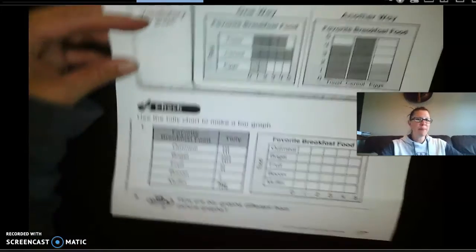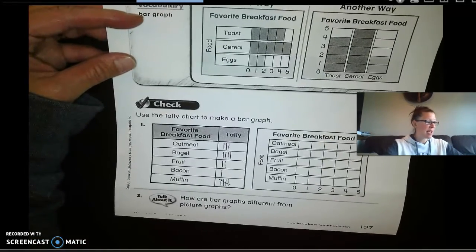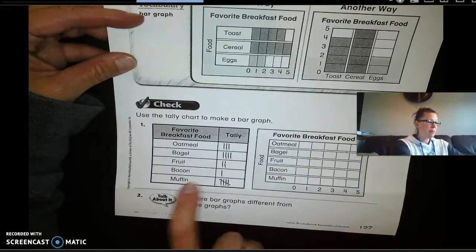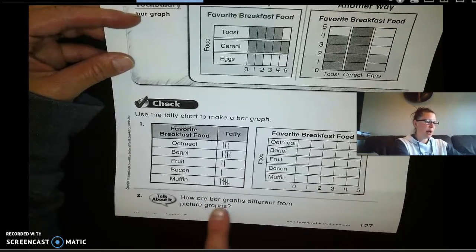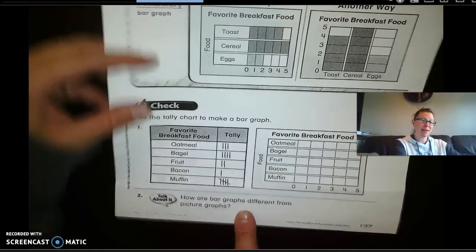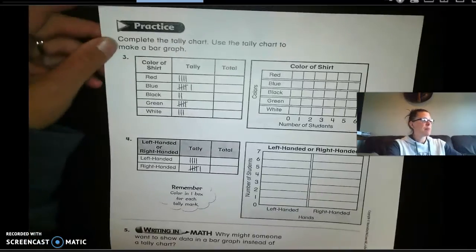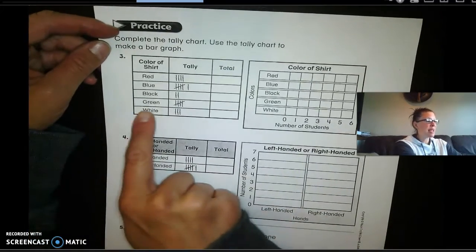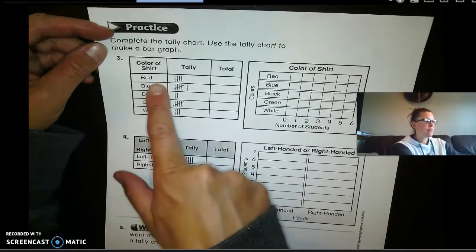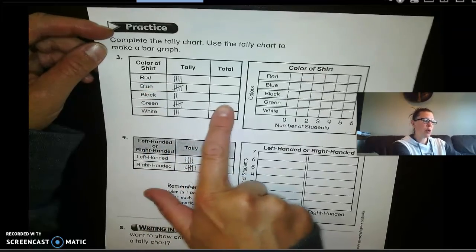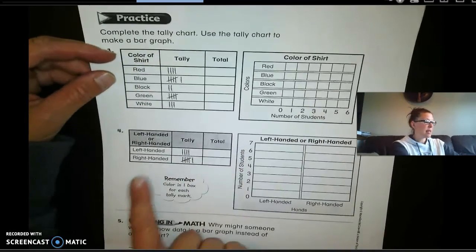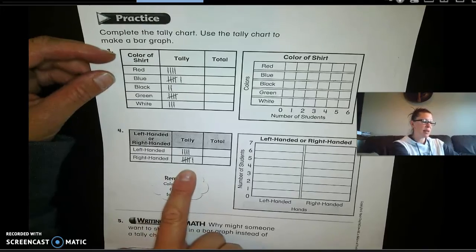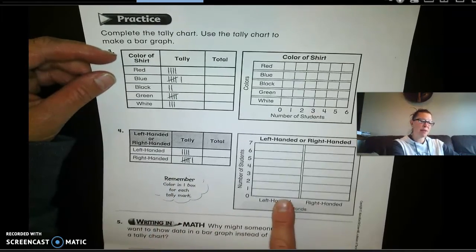So you're going to be doing 3 different ones of these today. Favorite breakfast food. You're going to use your tally charts to fill in your bar graph. Number 2, how are bar graphs different from picture graphs? So try to think about that. On the back, you're going to be using your tally graph for coloring of shirt. You're going to total it up and do your bar graph on the side. Left-handed or right-handed, you're going to tally it up, total it, and then fill in your bar graph.